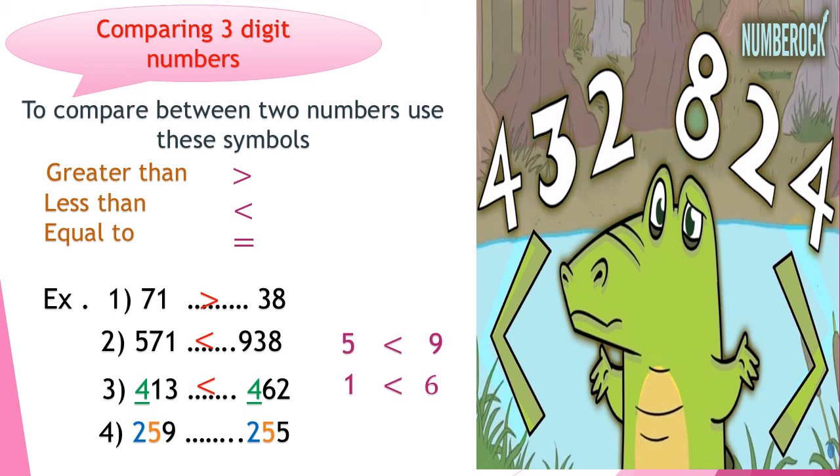Number 4, 259, 255. We have three digits and also three digits. Look at the hundreds place, 2 and 2. The tens place, 5 and 5. They are the same. Then look at the ones place, 9 and 5. 9 is greater than 5. Then 259 is greater than 255.